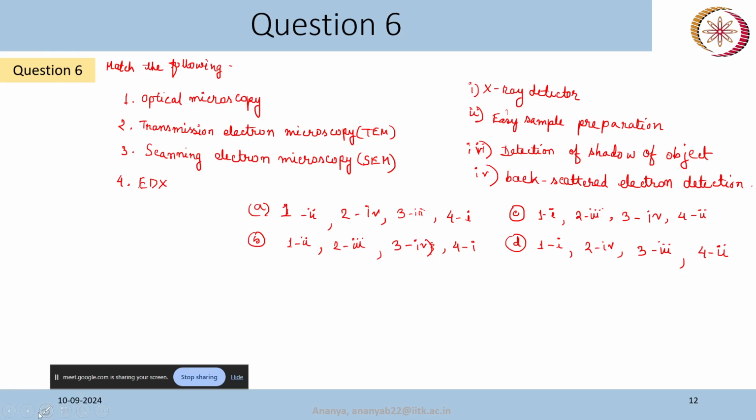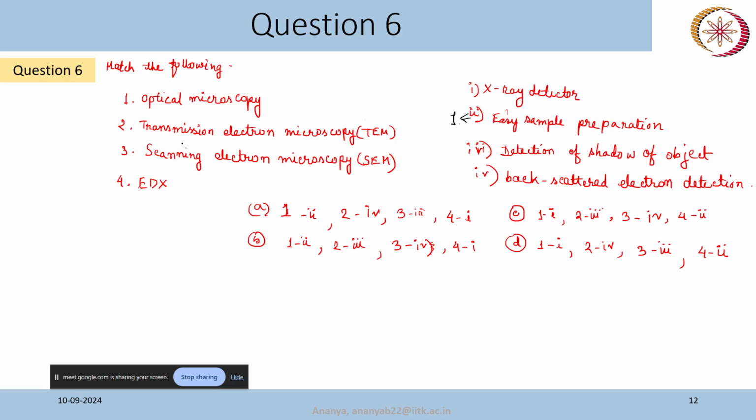So let's go through this one by one. First is optical microscopy. The option that matches this is sample preparation, so this is 1. Because in optical microscopy it's very simple. You put your sample under the microscope and you see through the eyepiece, or you see it on the computer if a camera is connected to the microscope. There is no complexity related to sample preparation.